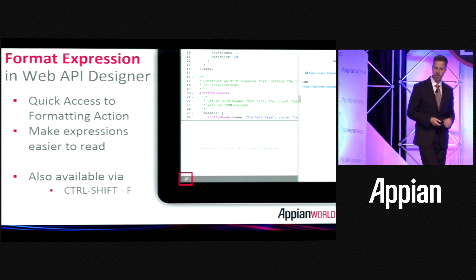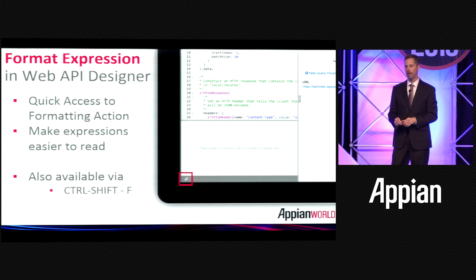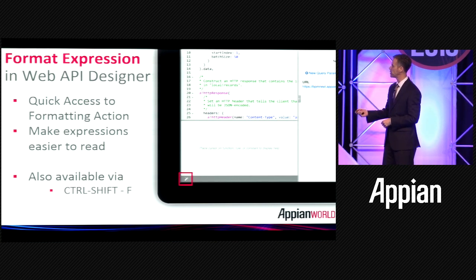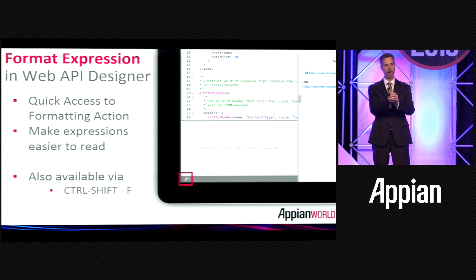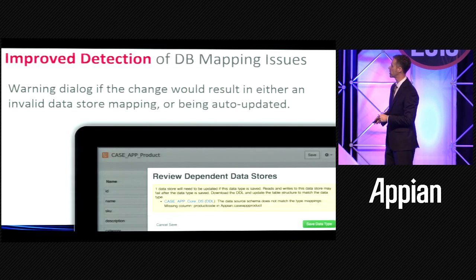Format expression in Web API Designer, something that's just been missing. It's a small oversight in previous versions, but you'll notice that inside the Web API Designer, if you're creating very messy expressions, go ahead and just hit Control-Shift-F, or Command-Shift-F if you're on a Mac, or just hit that button and we'll nicely format your entire expression in one instance so it's very readable.